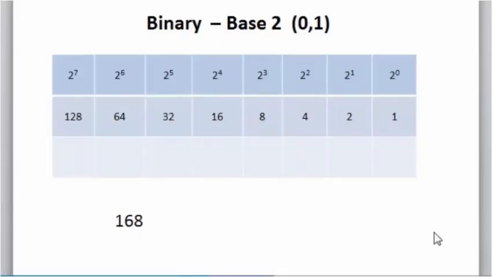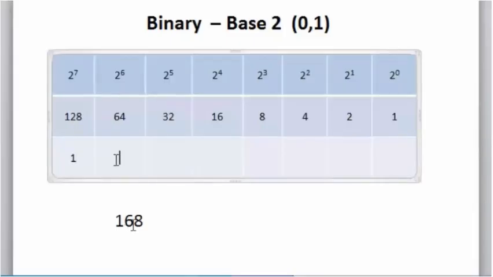So I'll go to the 128's place and ask myself, do I need 128 to reach 168? Yes, I do, so I'll put a 1 there. Now, do I need a 64? I already have a 128. If I add 64, I would get 192 because 128 plus 64 is 192. So the answer is no, so I put a 0. I still have 128 now. Now, do I need a 32? 128 plus 32 is 160, so yes, I could use a 1 here.